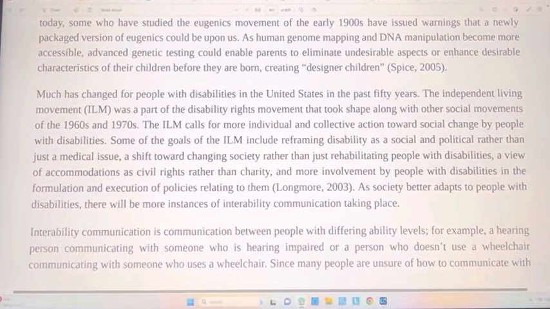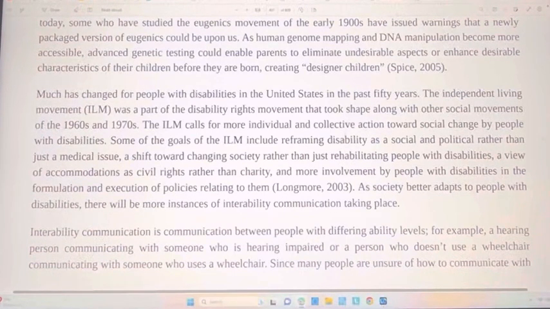The independent living movement, ILM, was a part of the disability rights movement that took shape along with the other social movements of the 1960s and 1970s. The independent living movement calls for more individual and collective action towards social change by people with disabilities.